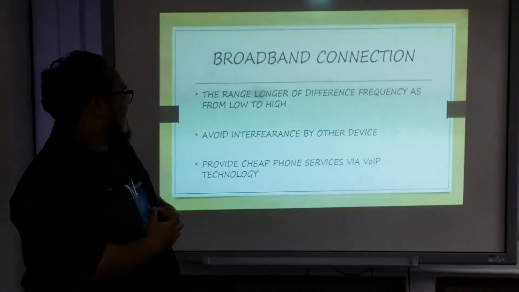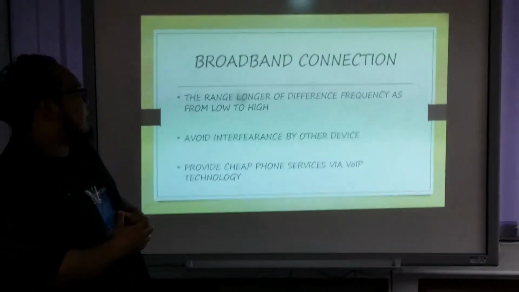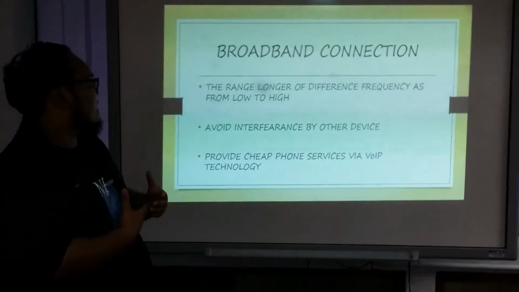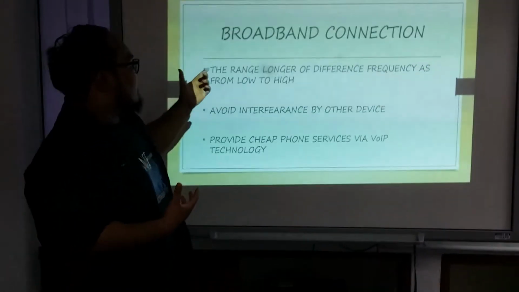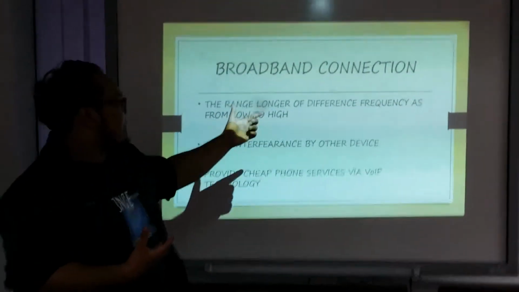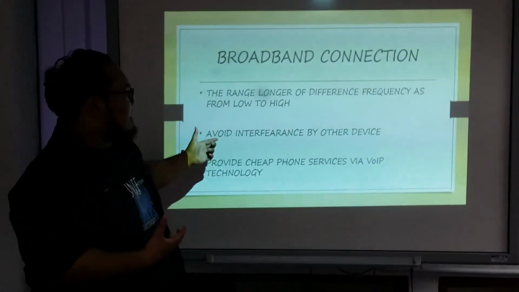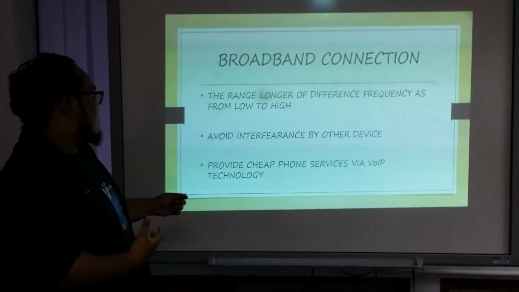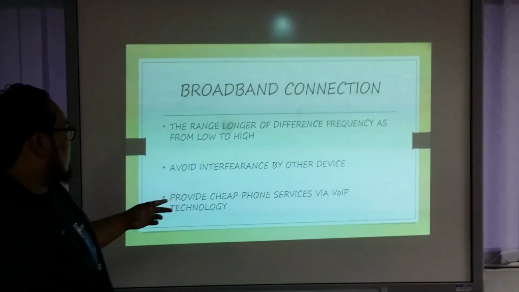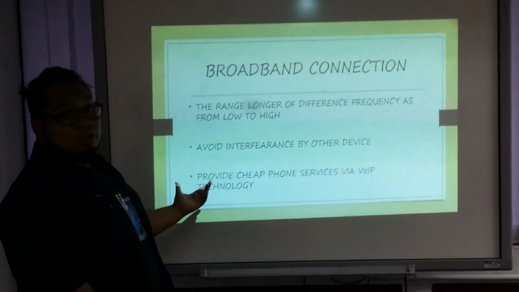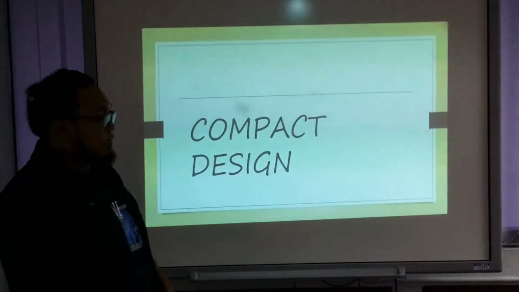Dielectric resonator antenna will give the machine or the technology, the material that uses DRA, a longer range or different frequency, from low to high. This is to avoid interference by other devices. It also provides a cheap phone service via VoIP technology. Okay, let's go to the next.